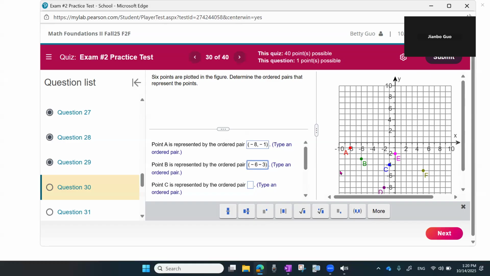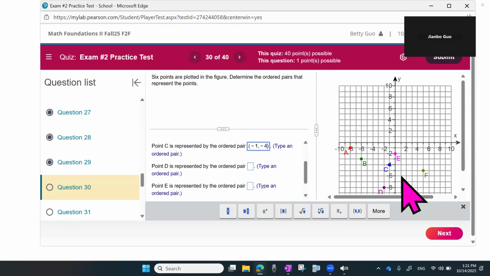Hold on. This one, point C. It's right here. It's negative 1, comma, negative 4. Negative 1, comma, 1, 2, 3, 4. Negative 1, comma, negative 4. Double check: 2, 3, 4. Okay.